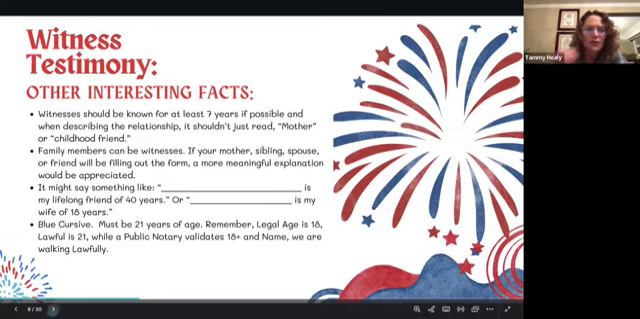The witness must be 21 years of age. While a notary public validates 18 and plus, that's the difference, guys. If you're using a notary public and they don't know well enough about the age, you have to be the one that knows that the age that we require to be a witness is 21 years.